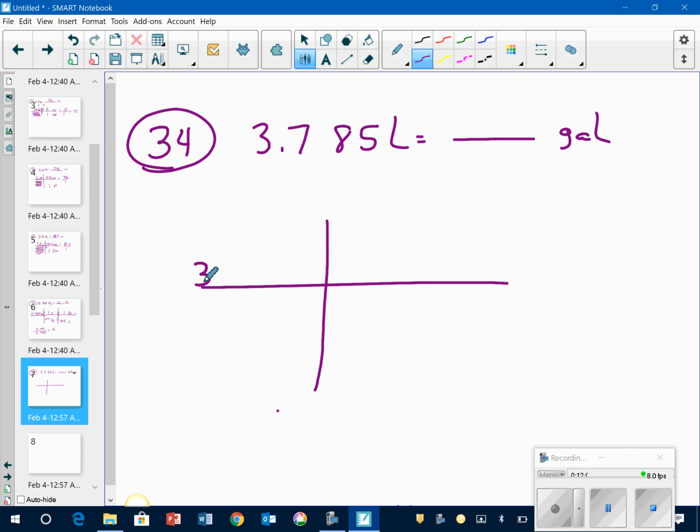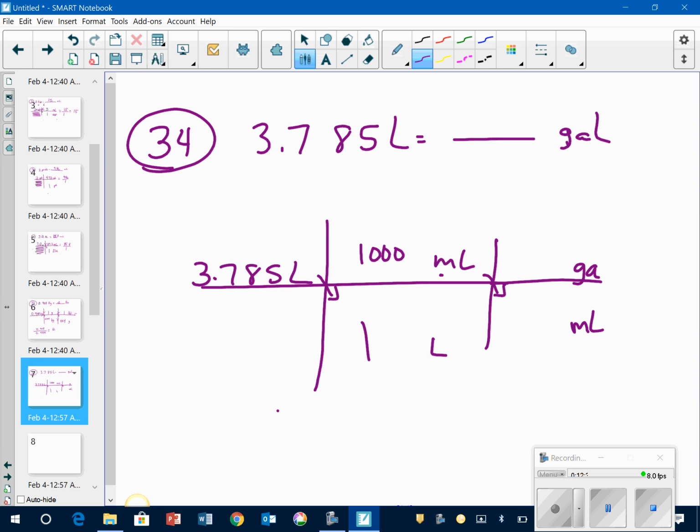Okay, so we know we have 3.785 liters. You have liters here, you need liters here. And we want gallons, but our chart doesn't go from liters to gallons. But we do know that 1 liter is equal to 1,000 milliliters. And then we know milliliters will go to gallon. So milliliters here, we have milliliters here, gallons here.